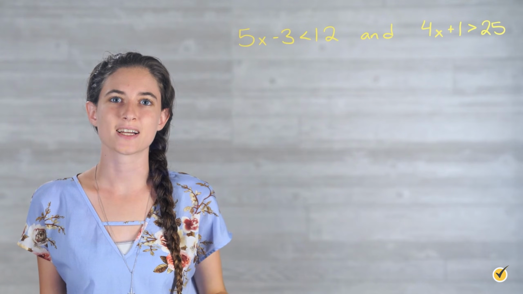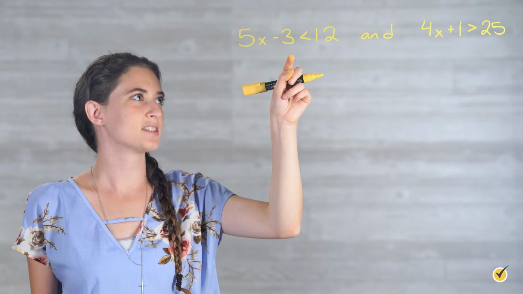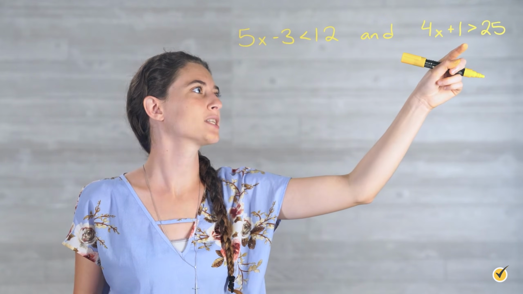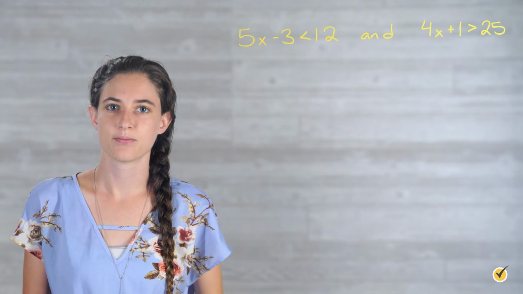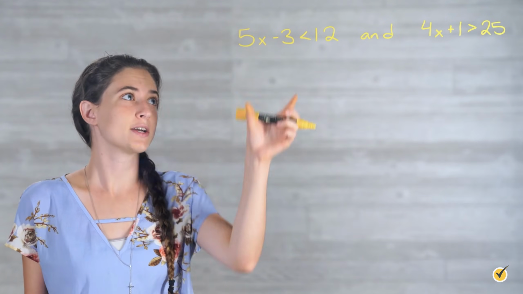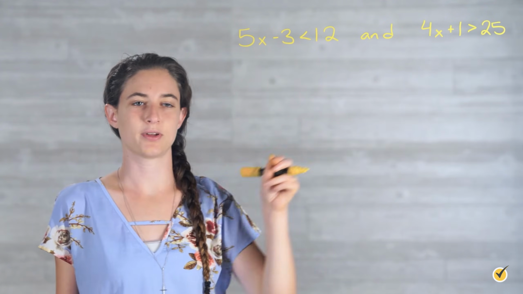There are times when you will be working through the process of solving a compound inequality and your result will be no solution. What does this mean? What would this look like? Let's take a look. We're going to solve for x. 5x minus 3 is less than 12, and 4x plus 1 is greater than 25. So we're going to start by solving each one of these inequalities separately.